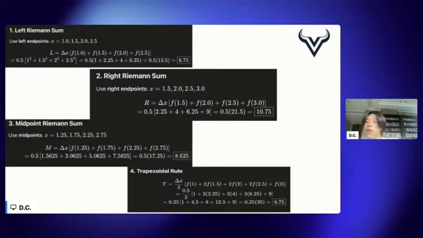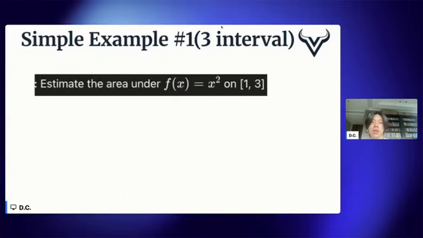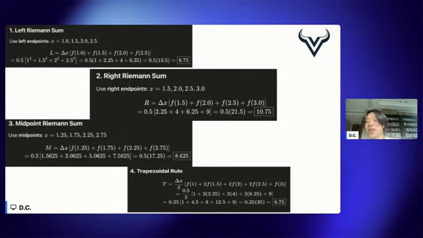So first, the left Riemann sum. We're using 3 intervals. No, we're using 4 intervals, my bad. It is incorrect on the slide, you can read it, I'm so sorry. It's 4 intervals. Doing 3 is also fine, it's just a little different.